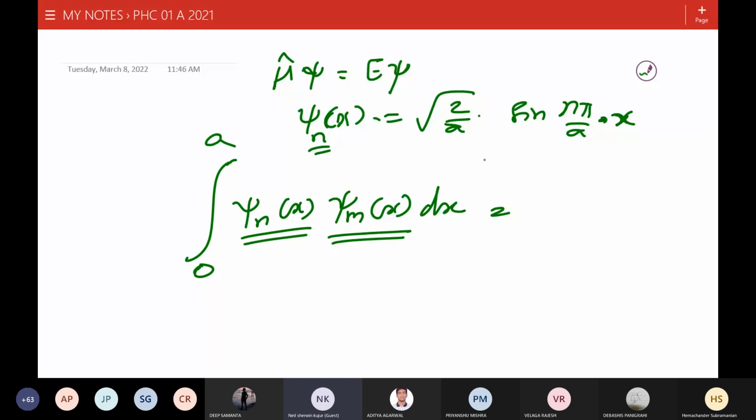What is this thing? Can you do this integral in your head? It will become something with root of 2 over a, and the integration of a new sine function ultimately. But think of it in terms of graphs. Don't think in terms of functions. Let's say this graph is like this, and this graph is like that.